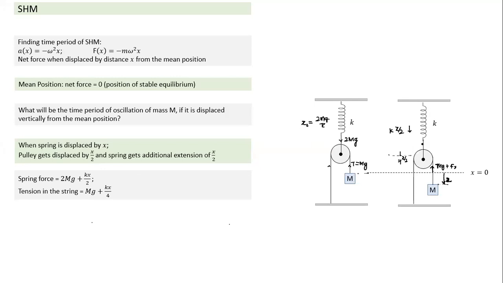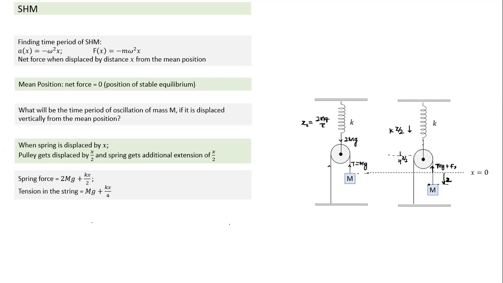Now the spring force has changed. So downward motion led to pulley displacement. Pulley displacement leads to elongation of the spring. Elongation of the spring leads to additional force in the spring, and additional force in the spring means additional tension in the string also. What is the tension in the string? Tension in the string is half of this. So tension in the string becomes like this.